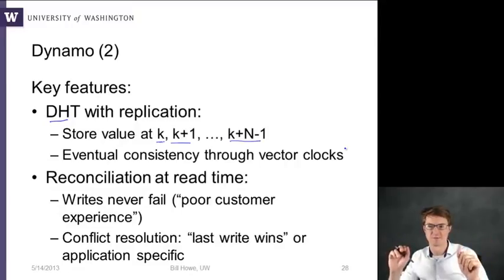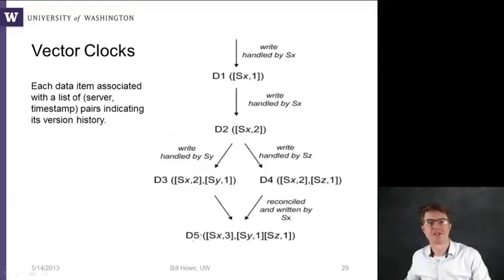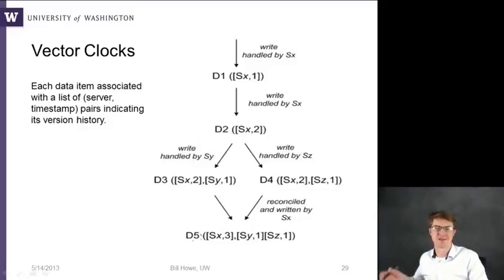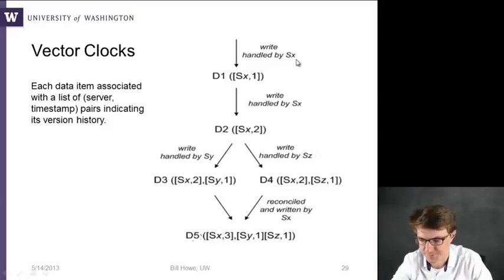Okay. All right, and so conflict resolution for many applications, maybe the most recent write is the one that wins, or you can actually have the application control this. In some cases, you may even go back and ask the user to resolve the conflict manually. Okay, so the goal with vector clocks is to detect conflicts in a concurrent read-write scenario, but not to necessarily do anything about them automatically. Okay, so in this scheme, every data item is associated with a list of server timestamp pairs that indicates its version history.